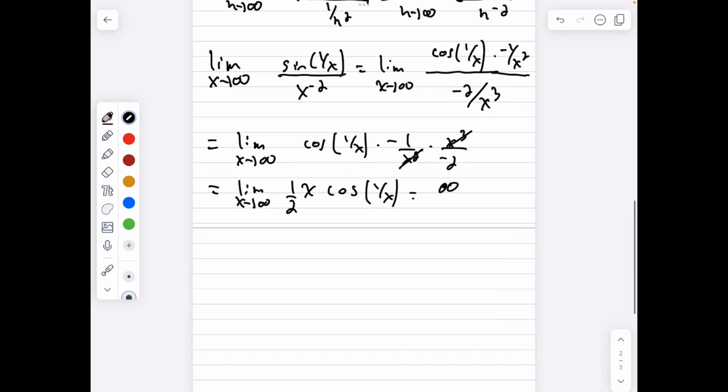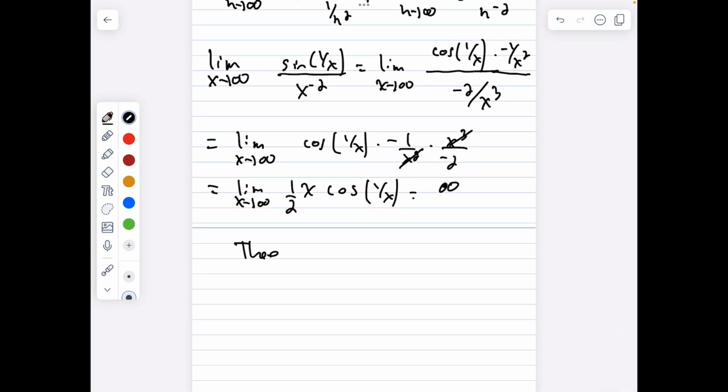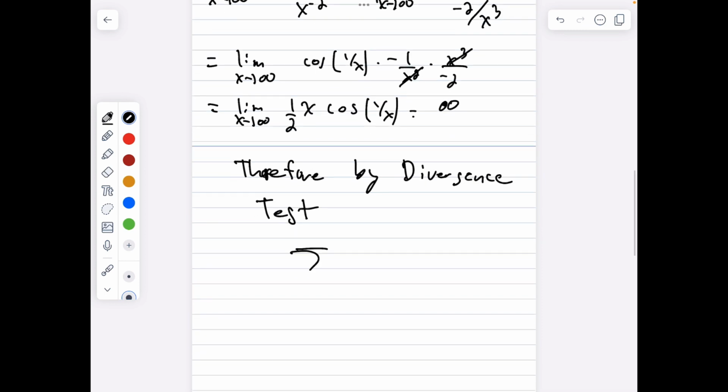And our conclusion is that, therefore, by the divergence test, the series from n equals 1 to infinity of n squared sine of 1 over n diverges. Okay, and that's it.